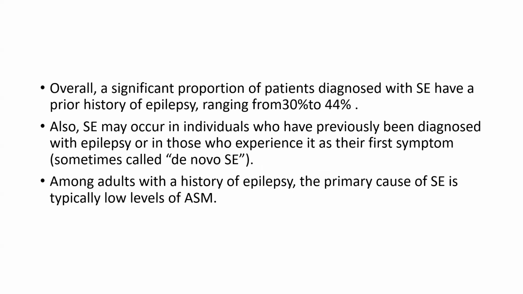Overall, a significant proportion of patients diagnosed with status epilepticus have a prior history of epilepsy, ranging from 30% to 44%. Also, status epilepticus may occur in individuals who have previously been diagnosed with epilepsy or in those who experience it as a first symptom, sometimes called de novo status epilepticus. Among adults with a history of epilepsy, the primary cause of status epilepticus is typically a low level of anti-seizure medication.